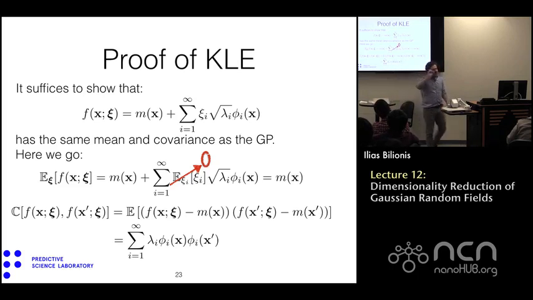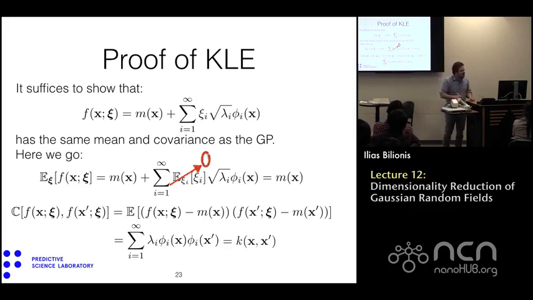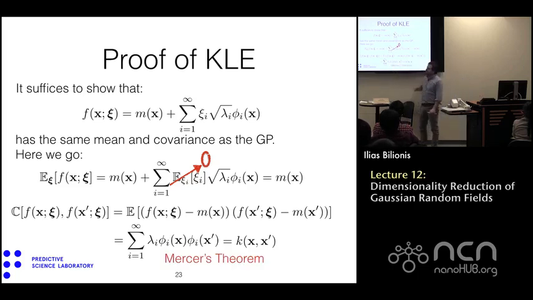And then if the phi and the lambda are the eigenfunctions and eigenvalues of the covariance function, there is another theorem that comes from Hilbert space theory, called Mercer's theorem, that guarantees that this sum is going to be your covariance function. So Mercer's theorem says that if you take K and you find its eigenvalues and its eigenfunctions, then K can be written like that, using the eigenvalues and the eigenfunctions.